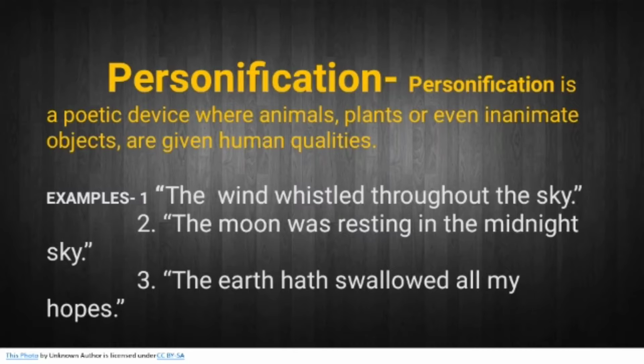The third poetic device is personification. To personify what? To personify inanimate objects, non-living things, and to give them human attributes, human characteristics or traits is called personification. The wind whistled throughout the sky.